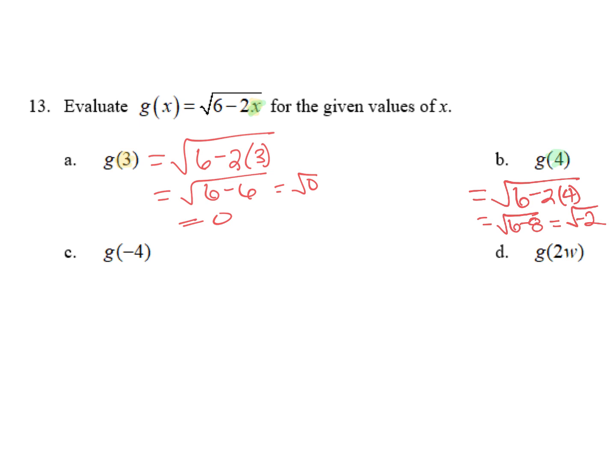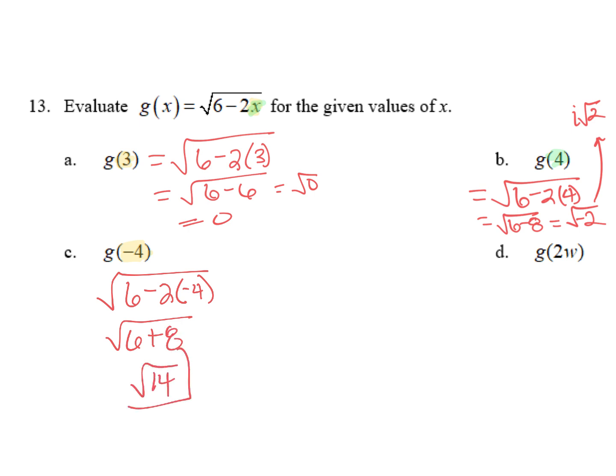So in real numbers, it doesn't exist. We're going to learn that when we have these negatives, we can write them as i square root of 2, but it's a lesson for another video. So let's look at letter C. Letter C tells me I'm putting in negative 4 for x. So that means I'm going to put the square root of 6 minus 2 times negative 4. Well, 2 times negative 4 is negative 8, so minus negative 8 is 6 plus 8, which is the square root of 14. And I can't simplify that, so that's my answer.